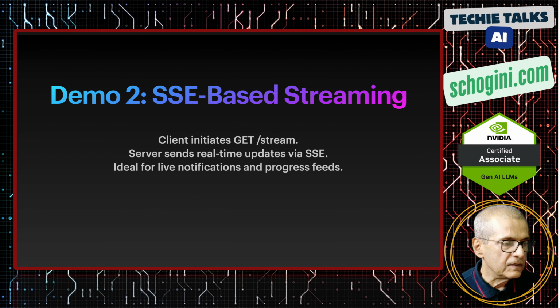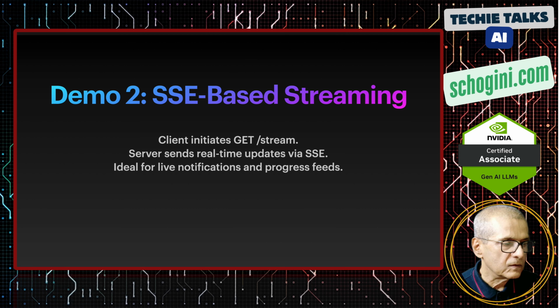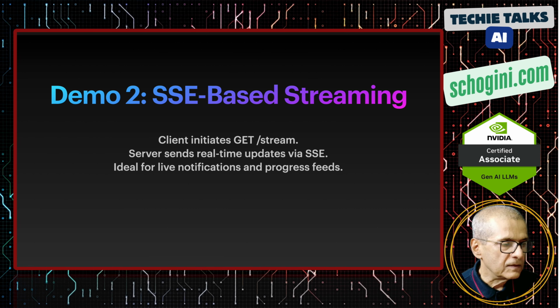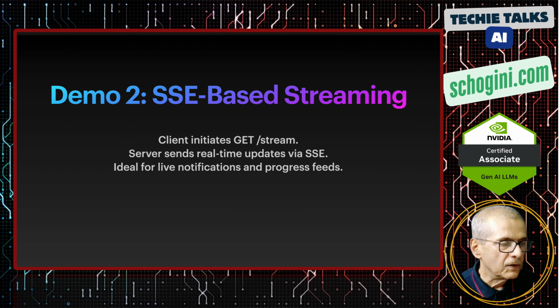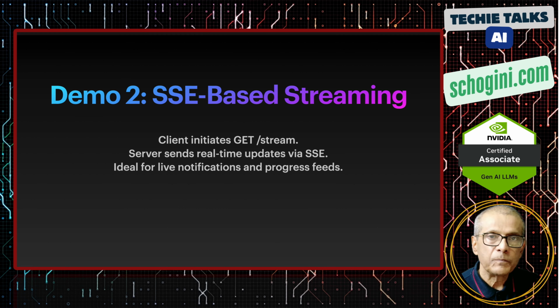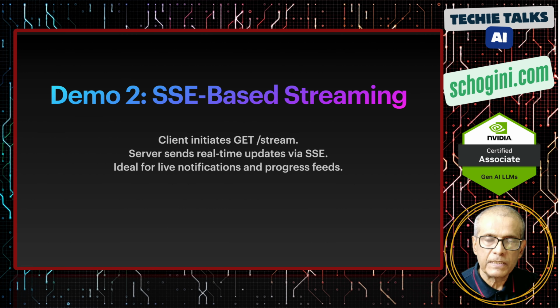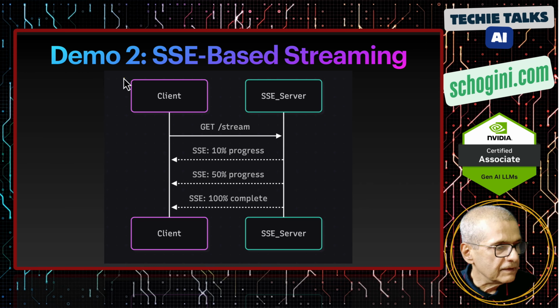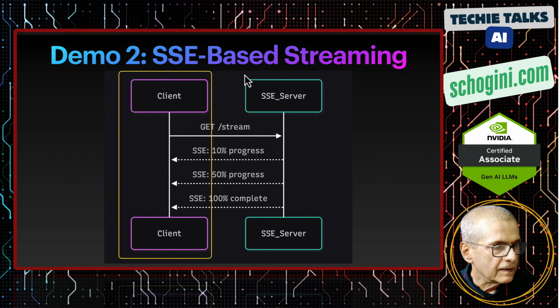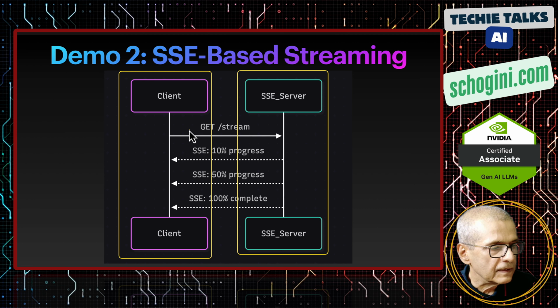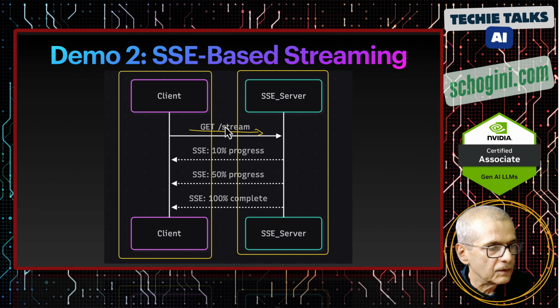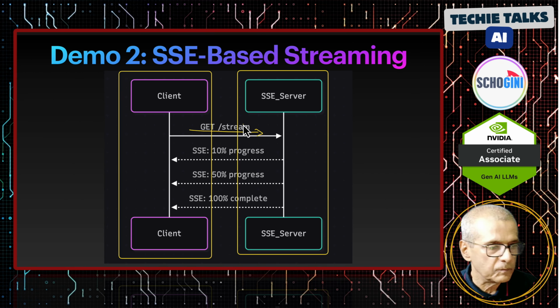Next, SSE based streaming. The client initiates a GET stream request. The server sends real-time updates via SSE, server sent events, ideal for live notifications and progress feeds. So remember, this streaming is one-way streaming. Here we have the client and the SSE server, and the request starts. With a normal SSE server, this will be the /sse endpoint.